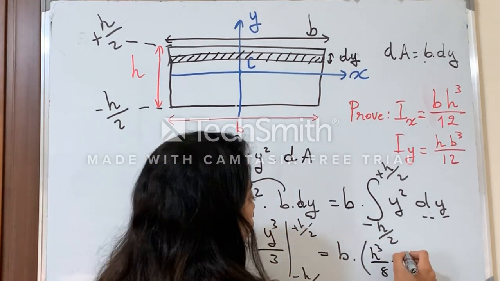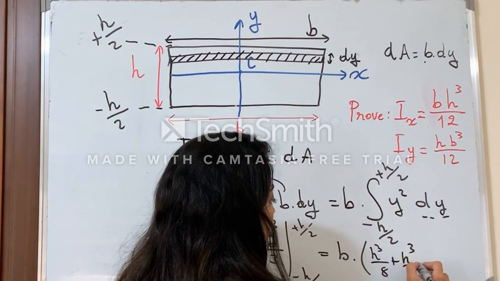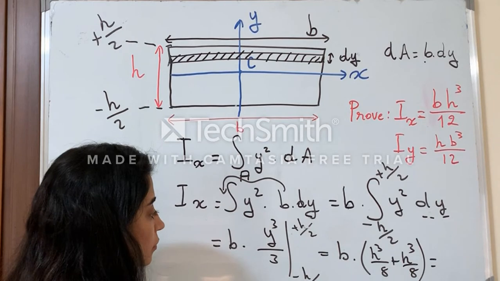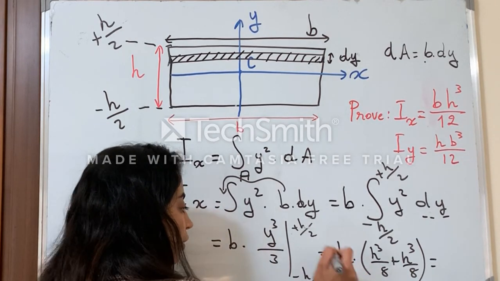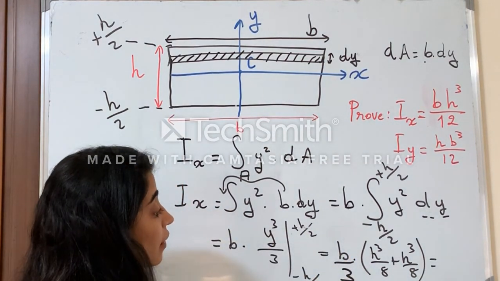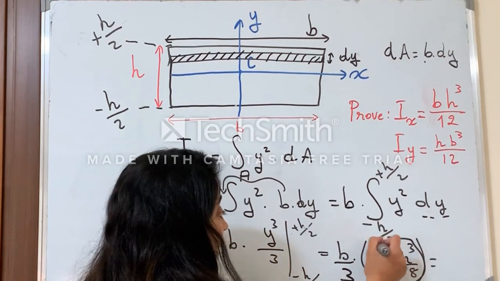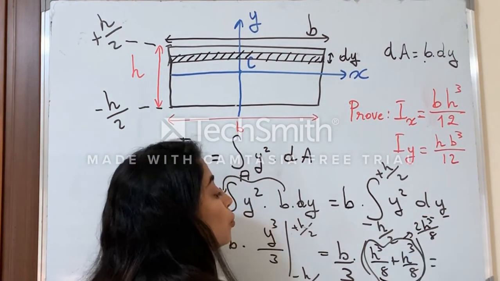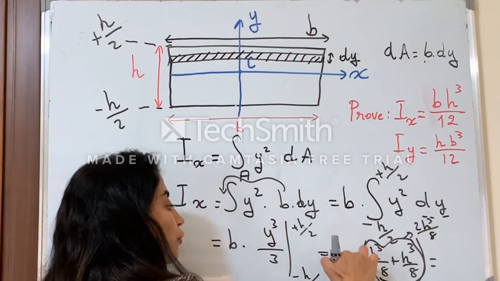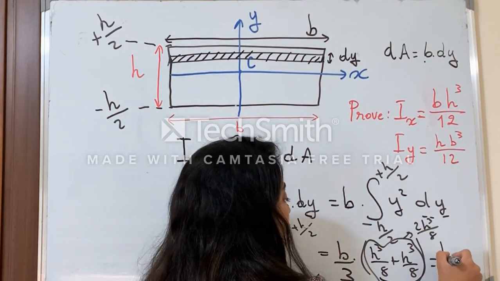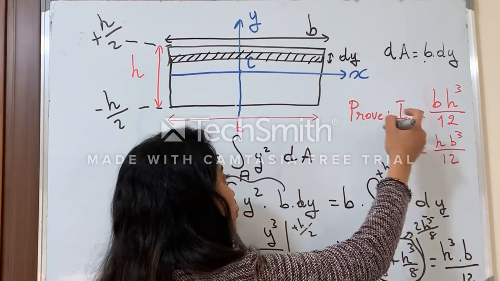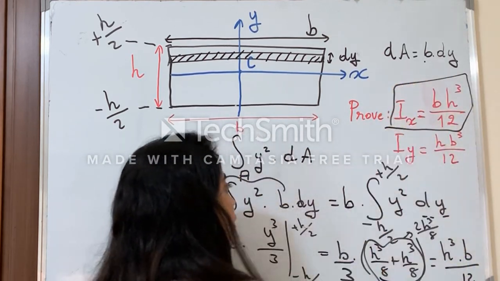h cubed over 8 minus minus h cubed over 8, so plus h cubed over 8, and of course don't forget the over 3 here. This means, guys, that this is 2h cubed over 8 or h cubed over 4. H cubed over 4 times b over 3 is equal to h cubed b over 12, or bh cubed over 12, and this is the first equation.